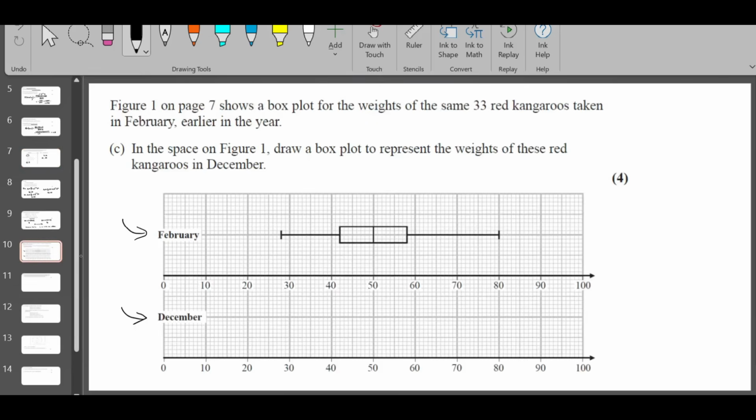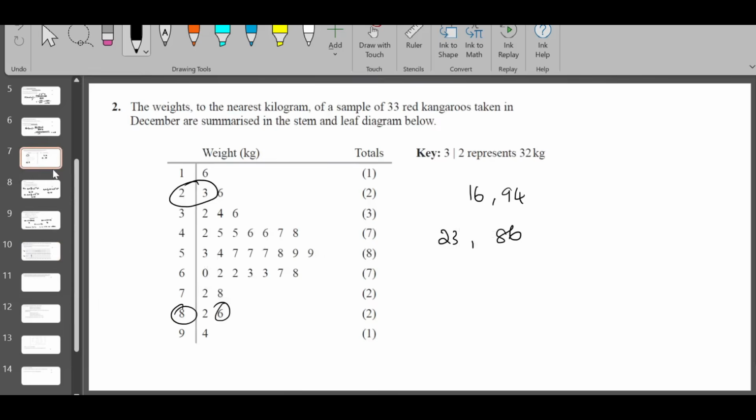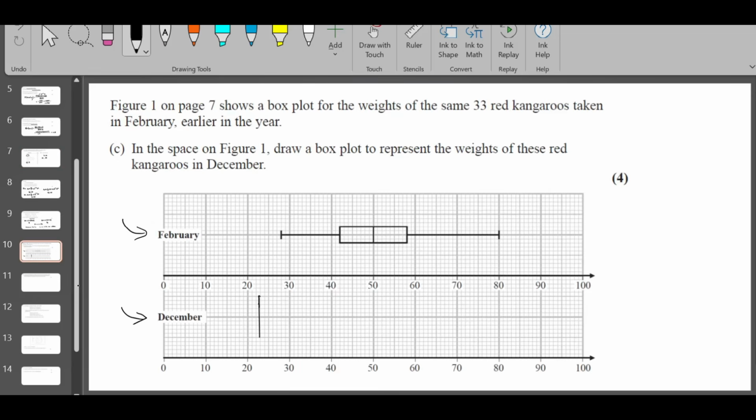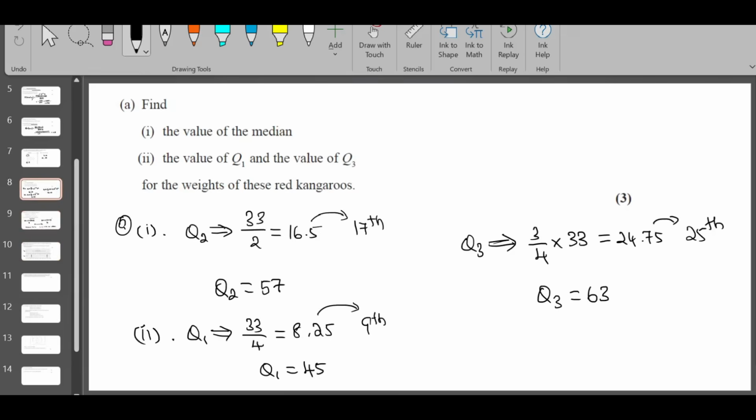Okay, so the lowest value is 23. 20 is here. From 20, the third line, 1, 2, 3. And then if you want, you can just put it all the way up here. This is the lowest value, 23. And the highest value is 86. So 86 is past 80 here. This is 86. And then Q1, Q2, Q3.